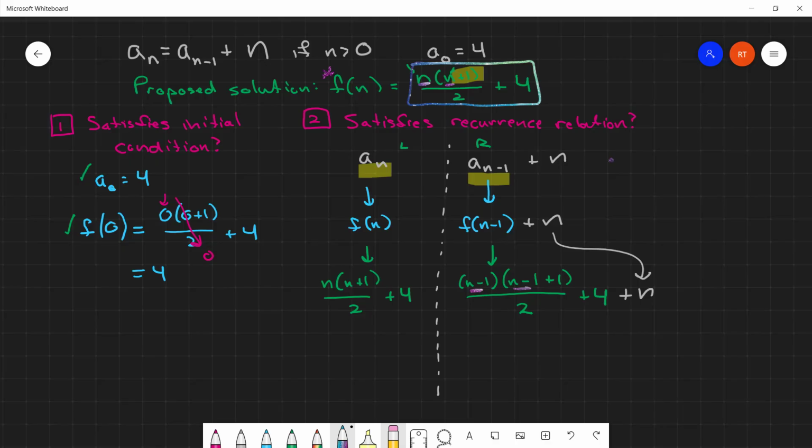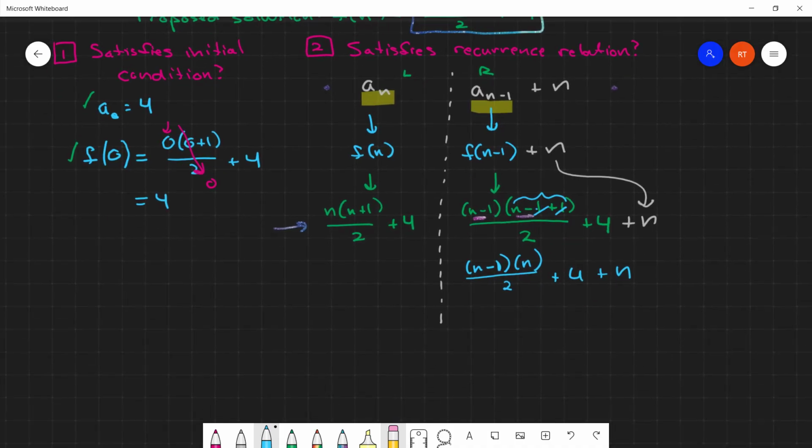So let's proceed and try to simplify as much as we can. What we're hoping to see is that after simplification, the right-hand side over here should equal the left-hand side over here. Here's the left-hand side's result. The right-hand side doesn't look like that yet, but we have a lot of simplification to do. So let's keep working here. This fraction can do one quick simplification, n minus 1, and then on the inside here, there's a plus 1 and a minus 1 that cancel out. So that's actually just an n over 2 plus 4 plus n.